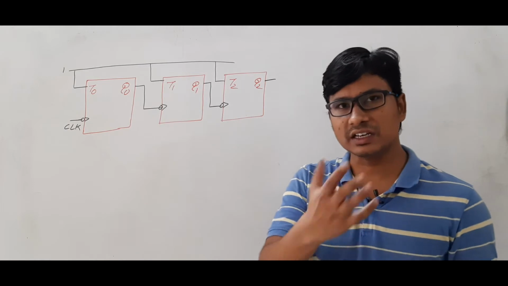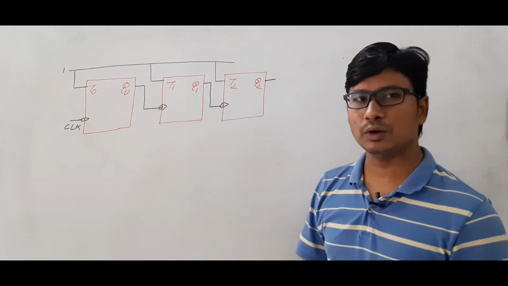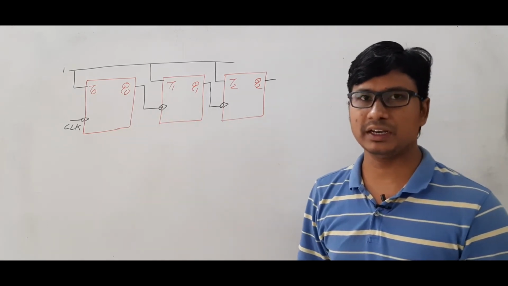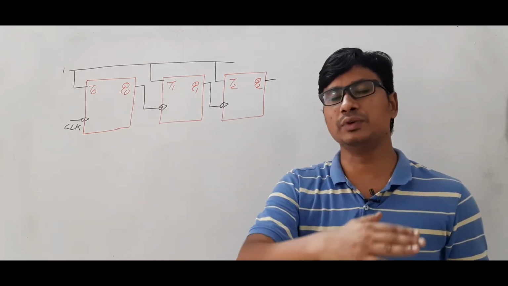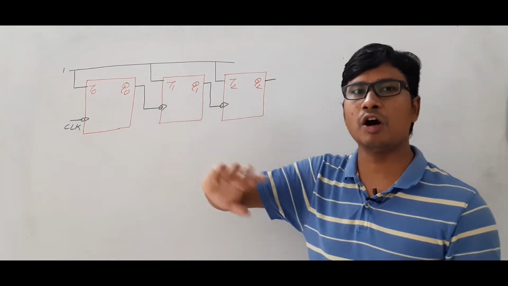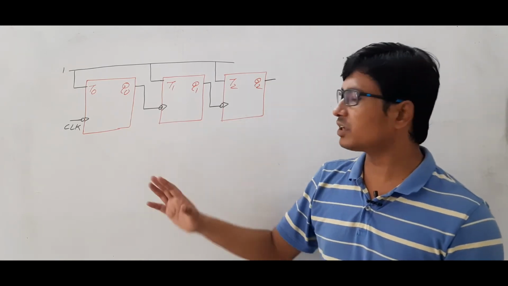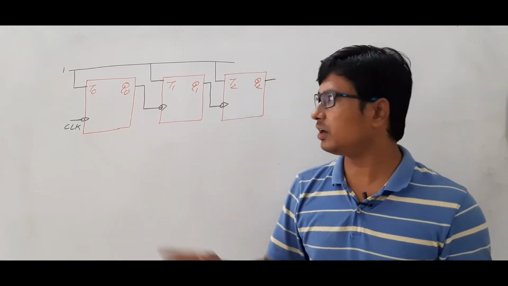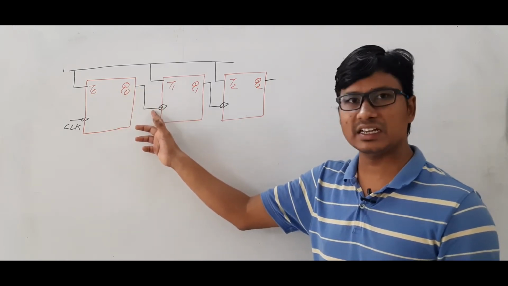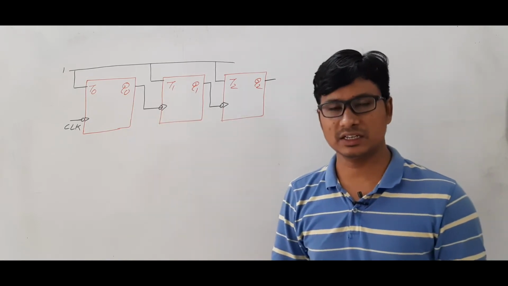Now if it is a synchronous counter, let's see that this is a counter, this is a 3-bit counter. Why I am saying it is a 3-bit counter? Because you have 3 flip-flops, am I right? If it is an n-bit counter, you will have n flip-flops. For each flip-flop you are giving the common clock, then we will call it as a synchronous counter. If you are giving a different clock or the output of one flip-flop is acting as a clock for another flip-flop, then we will call it as an asynchronous counter.